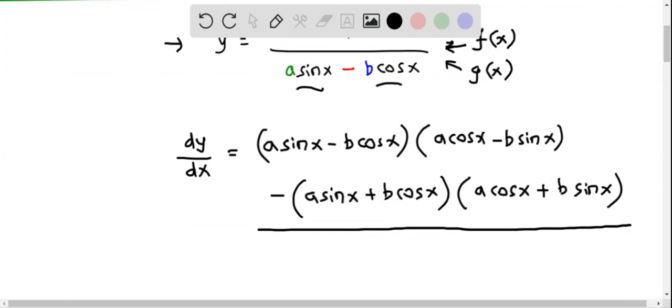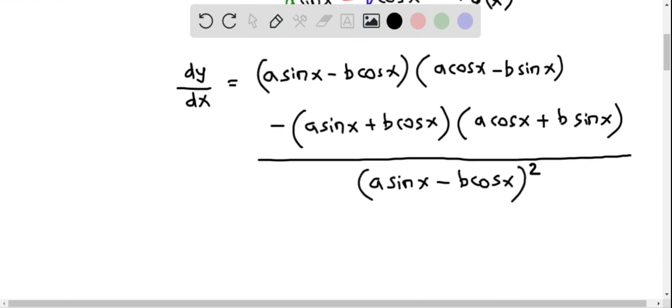So I have to find the square of g of x. That is a sin x minus b cos x, which is the expression for g of x, and we have to take its quantity square. We have to simplify the numerator and give it in a very simplified form. So let's write dy by dx.